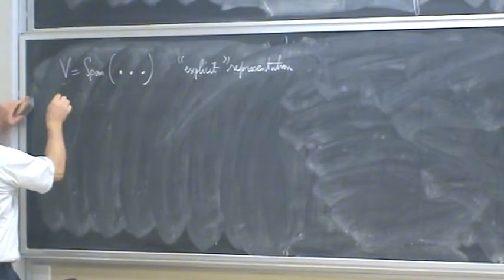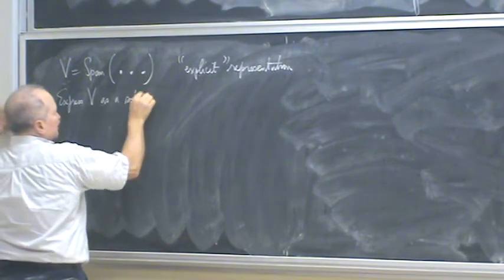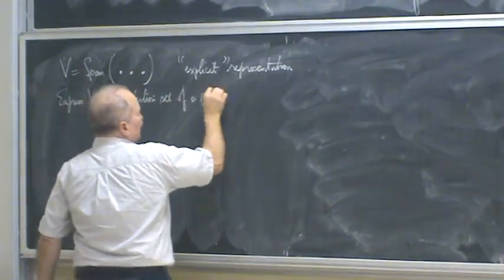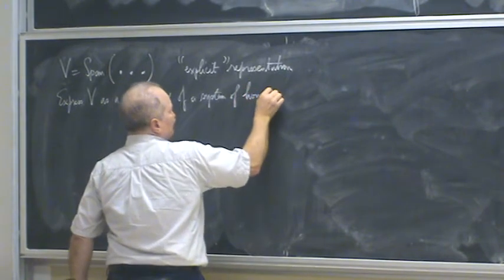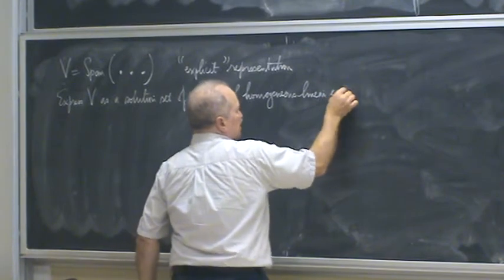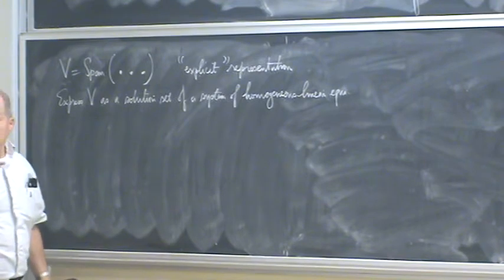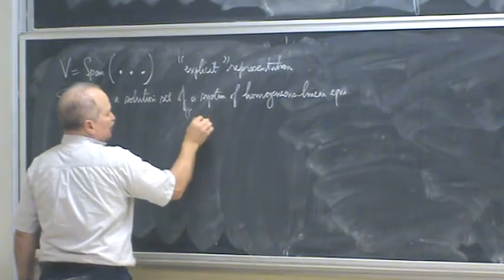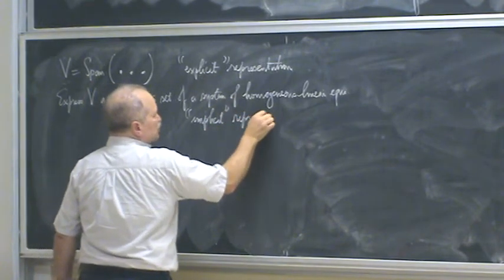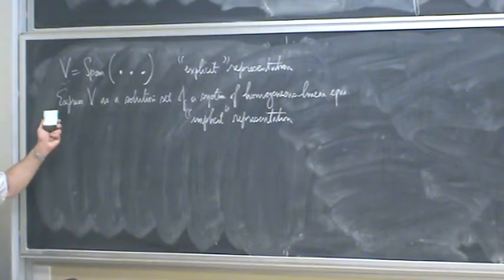But now if I ask you, express V as a solution set of a system of homogeneous linear equations, I'm now asking you to represent V as a set of solutions to equations that's implicit. Now, how would you actually do this? Suppose I hadn't asked you what V perp was, what would you do to do this?